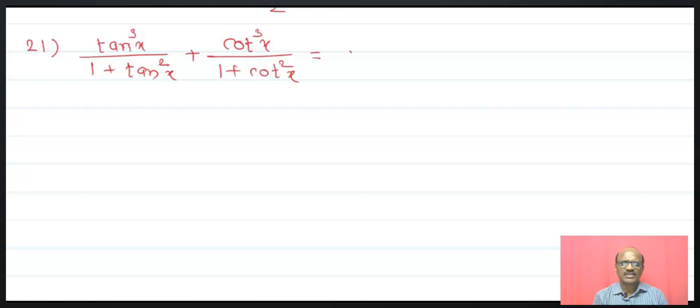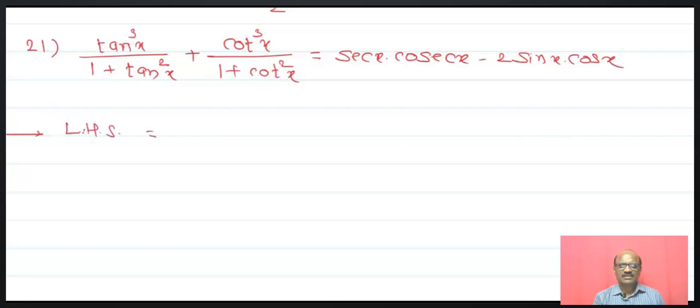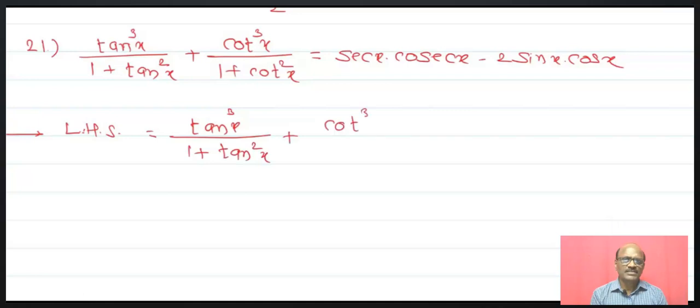Now the example number 21. Tan cube x upon 1 plus tan square x plus cot cube x upon 1 plus cot square x is equal to sec x into cosec x minus 2 sin x into cos x. Now we'll simplify here. The LHS is tan cube x upon 1 plus tan square x plus cot cube x upon 1 plus cot square x.